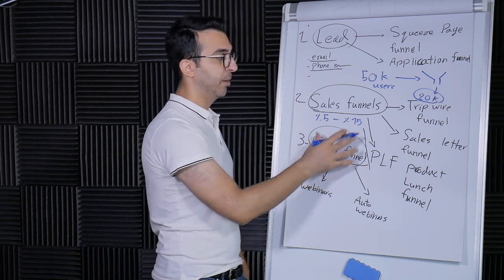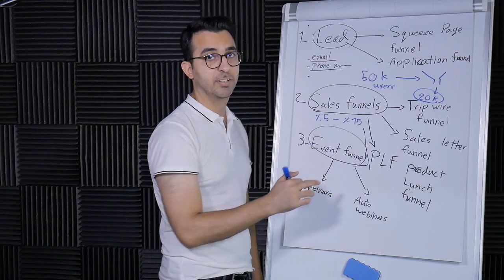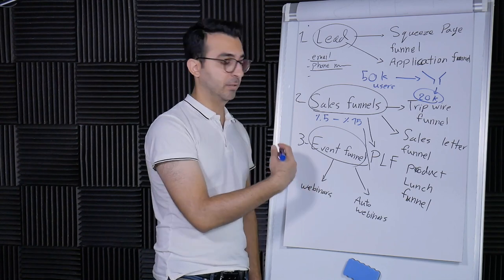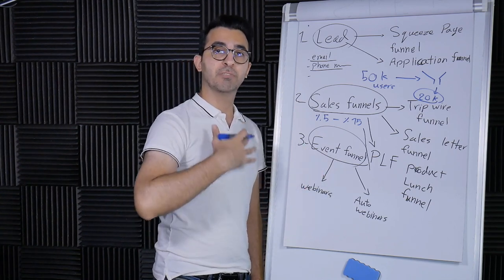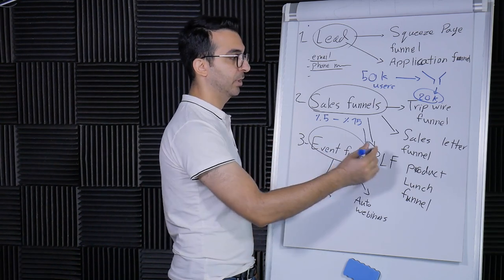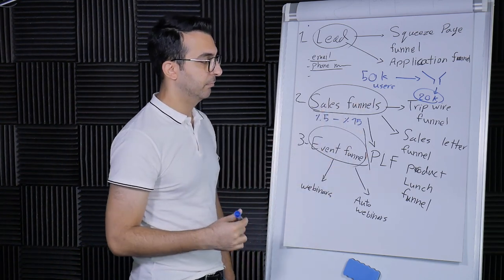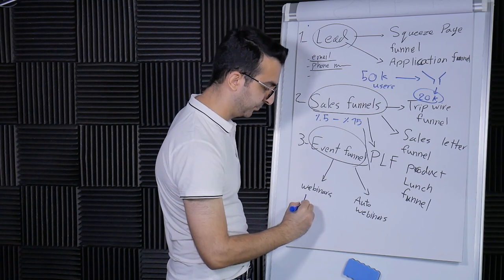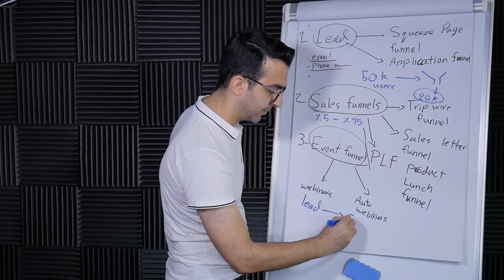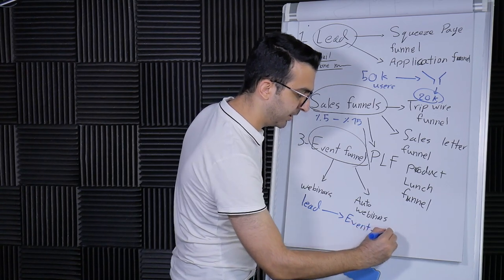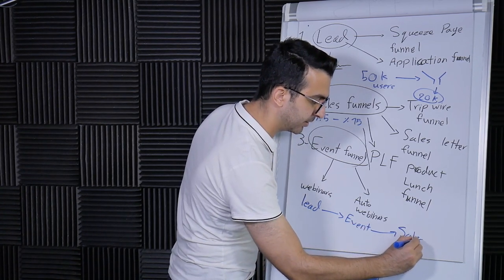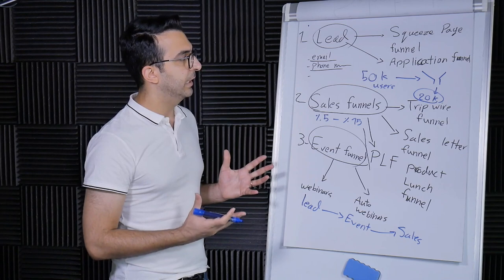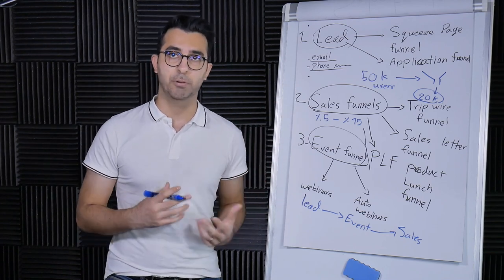Depending on your product, event funnels are going to be very helpful. If you put warm traffic into a webinar or an event funnel, you're going to convert them from warm to hot, and you can sell them, and then you can put them into a sales funnel and make a lot of money. So this is a good practice: from lead, you can direct to event, and from event, you can direct to sales funnels. I'm not sure if you see it. This is a general image of the different types of funnels that we have.